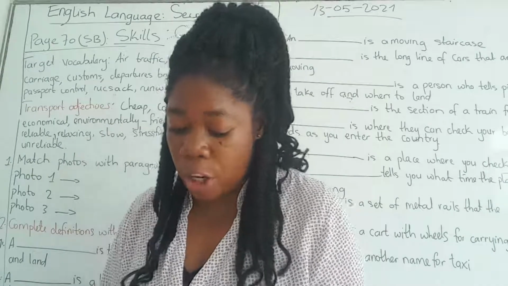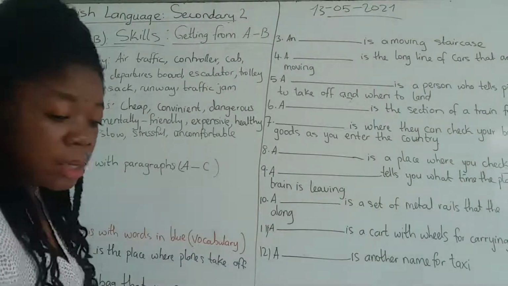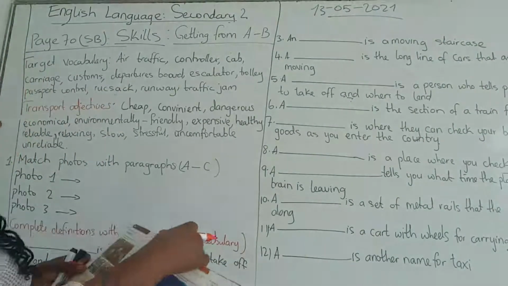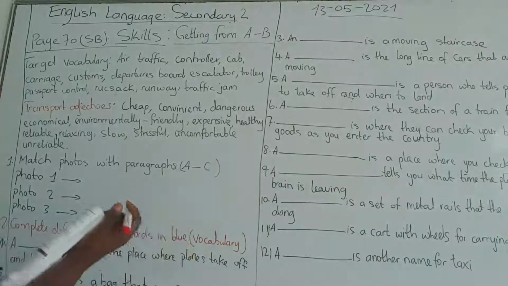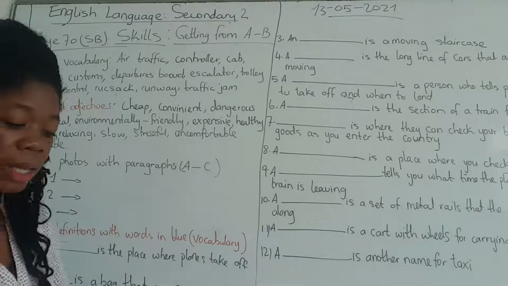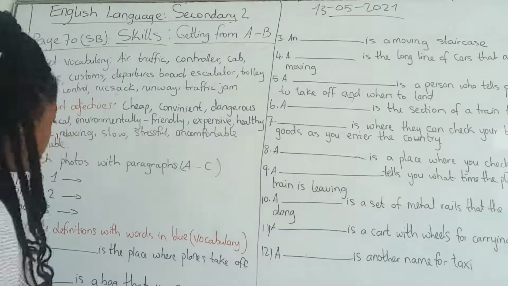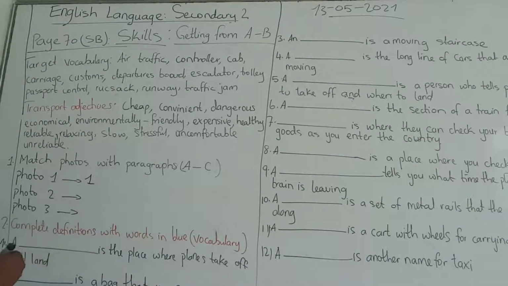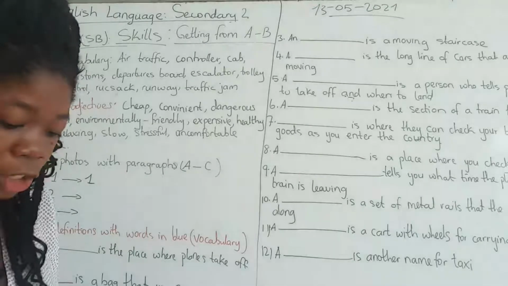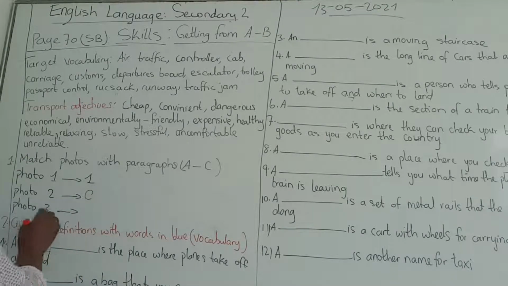Picture number 1. Photo number 1, we can match according to the text. Looking at the picture, picture number 1 is overcrowded. Is crowded, so we match it. The paragraph that is talking about crowd is paragraph B. Picture number 2 is paragraph C. And number 3, paragraph A.